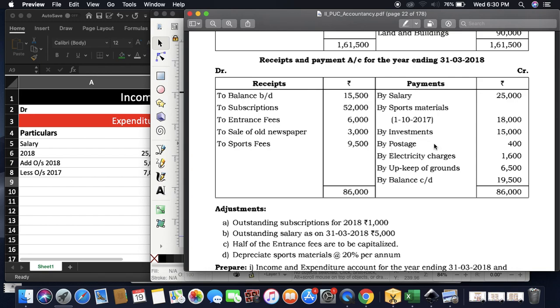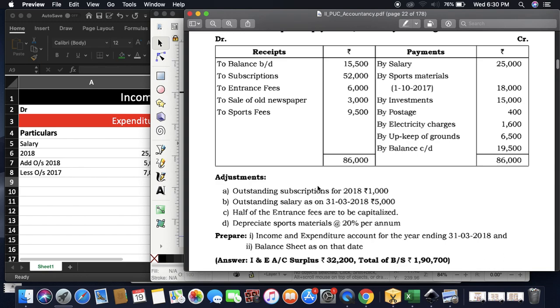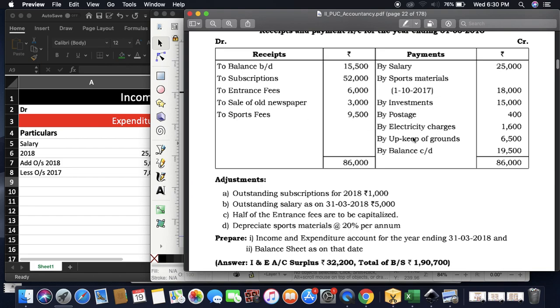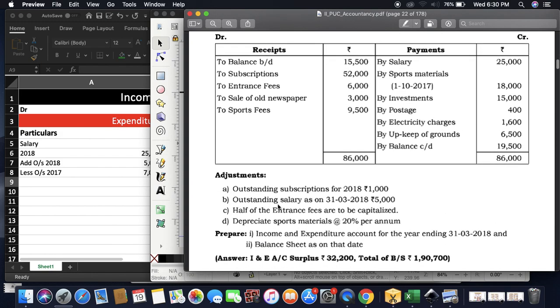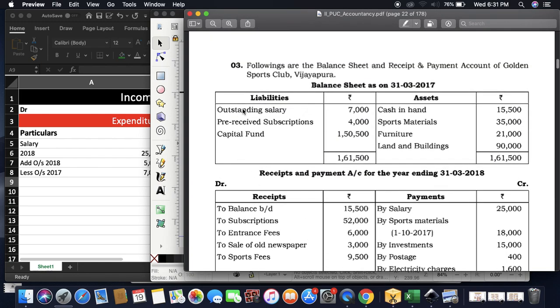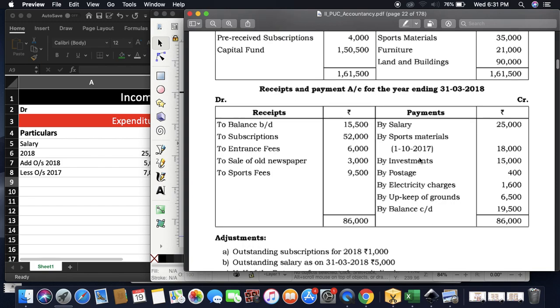By postage. By postage, it's generally for postage, electric charges, upkeep of grounds. You will not have any adjustments over here or in the balance sheet, but you need to check it. So these are the entries which do not have a corresponding entry in adjustments or the previous year's balance sheet. Let's make sure. Postage, electricity charges. Can we see any word over here? Not that I can see. Any previous year's electricity charges or postage? No. So we are 100% sure.